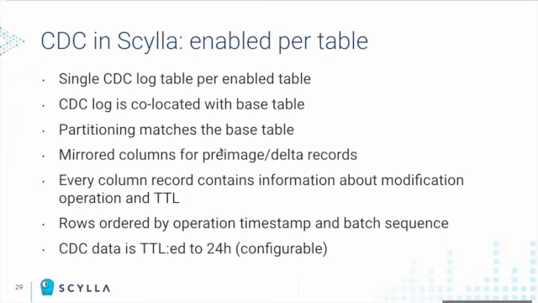Now let's take a peek into how it is implemented in Scylla. The feature can be enabled per table, which then creates a CDC log table underneath that is co-located with the base table. The rows are ordered by timestamp and the modification order ID. Columns are mirrored from the original base table, and each row is mirrored for the pre, post, and delta images. Every record contains the modifications and the TTLs of the data being written. The default TTL of the CDC data is around 24 hours, but this is configurable. This is mainly to reduce the risk of uncontrolled buildup and prevent any overflow. Let's go to the next slide.